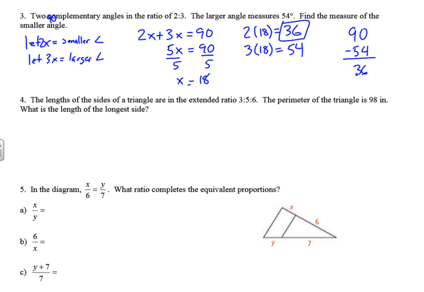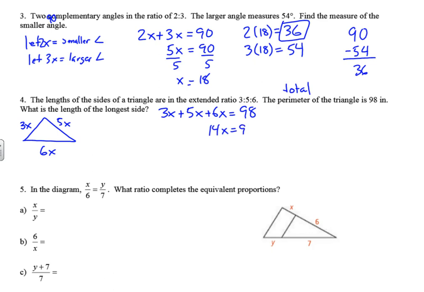The lengths of the sides of a triangle are in the extended ratio 3 to 5 to 6. The perimeter of the triangle is 98. So the perimeter is an example of total. So what is the length? Instead of doing a let statement, in this case I'm going to draw a picture and just do 3x, 5x, and 6x. That's kind of like my let statement. So I do 3x plus 5x plus 6x equals the total, 98. So we add these together and we get 14x equals 98.